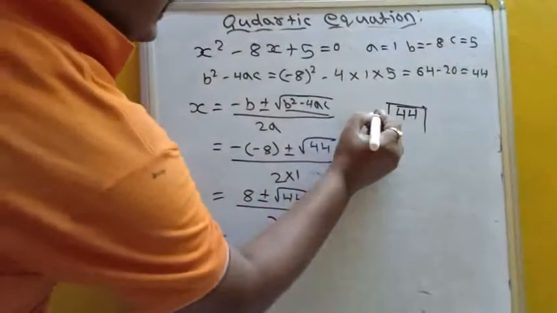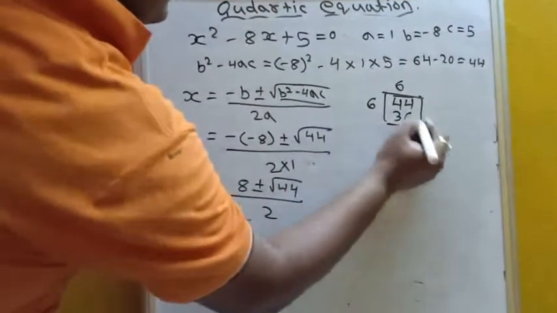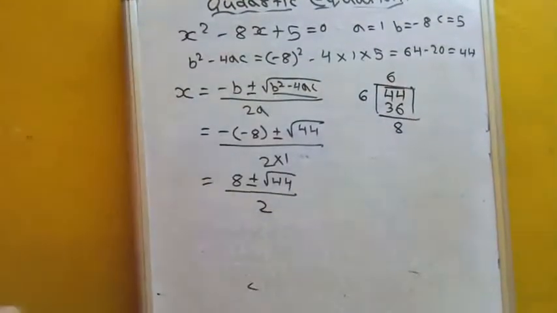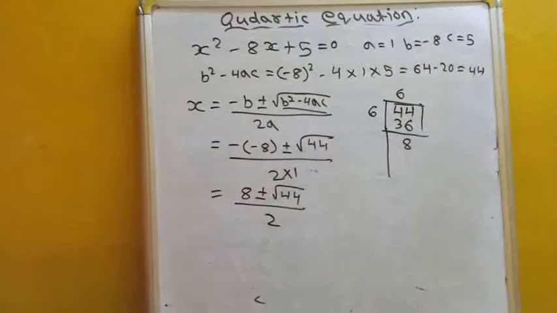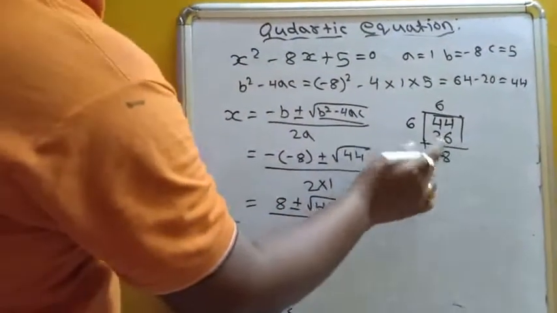Just like I have written here, 6 times how much? 36. 36 minus 8.14, 6 equal to how much? 8. Yes or no? So 8 is there. You can't divide. But so what do you have to do?